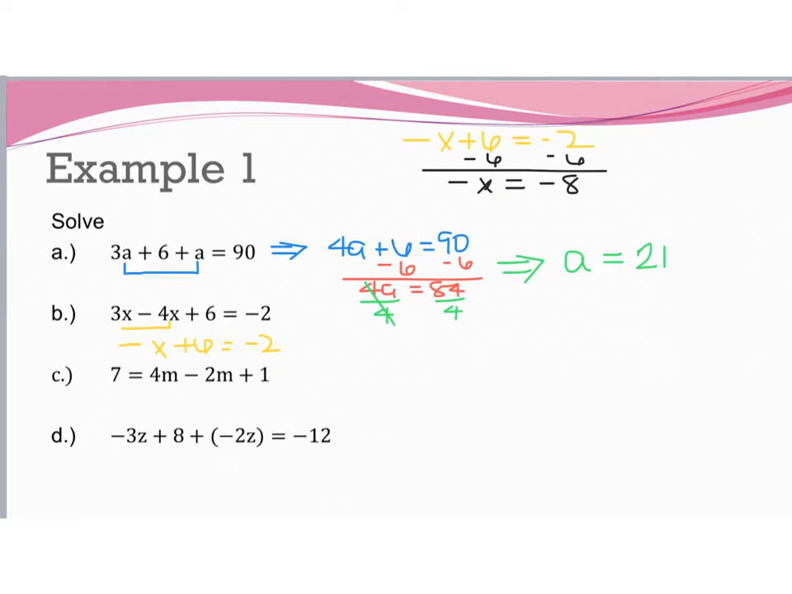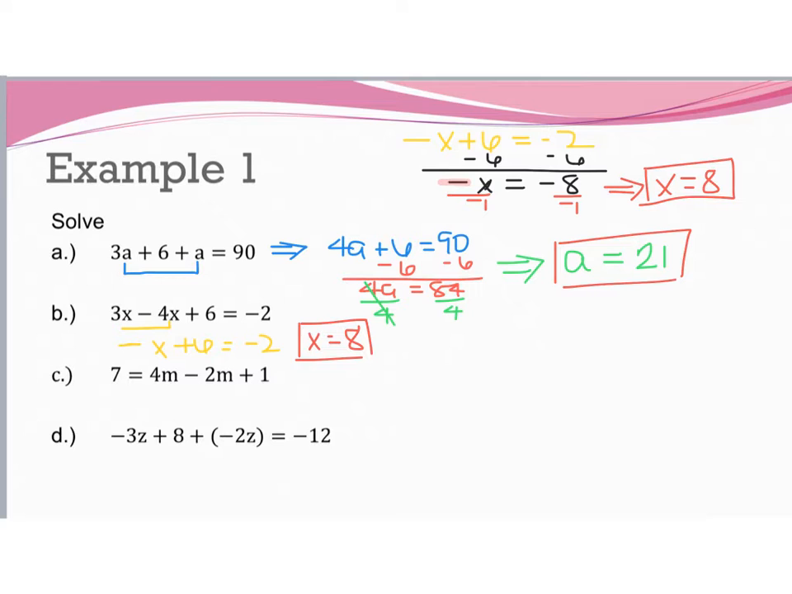Now this might look like it's done, but we have one little issue going on here, and that's that x is not by itself because I still have this negative. So what you can do to get rid of that is divide both sides by a negative 1. And when I do that, we end up with a positive x equals negative 8 divided by negative 1, and that will give me a positive 8. So for part B, we have x equals a positive 8.